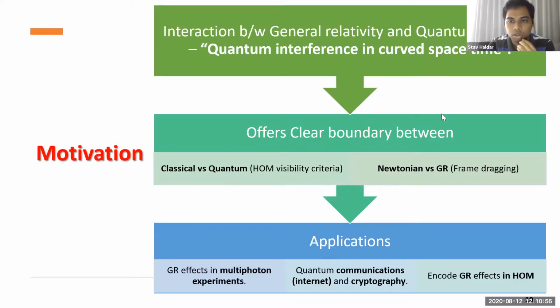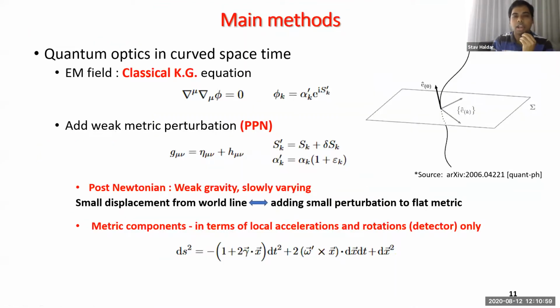So let me move on and discuss the main methods that were used. This is basically quantum optics in curved space-time. We start with a classical Klein-Gordon equation for a scalar field, because we don't consider how the polarization is affected. So it's not a vector field, it's just a scalar field. And we do the standard mode expansion for the field, where phi k is the field for a particular wave number mode, alpha is the amplitude of that mode, and sk is just the eikonal or phase.